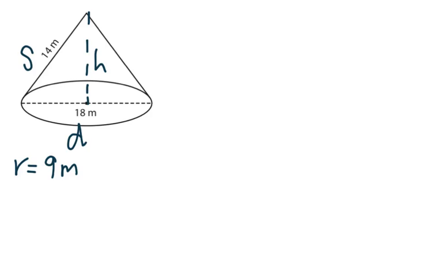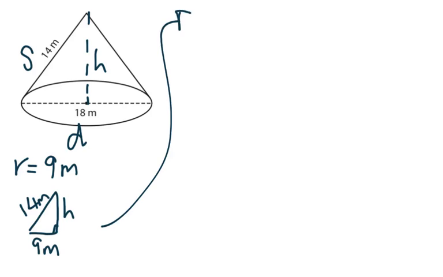And if you have a look, we now have a right angled triangle where we've got H, we've got 9 metres, and we've got 14 metres as our hypotenuse. So to find the height, we would do H squared is equal to 14 squared, take away 9 squared.